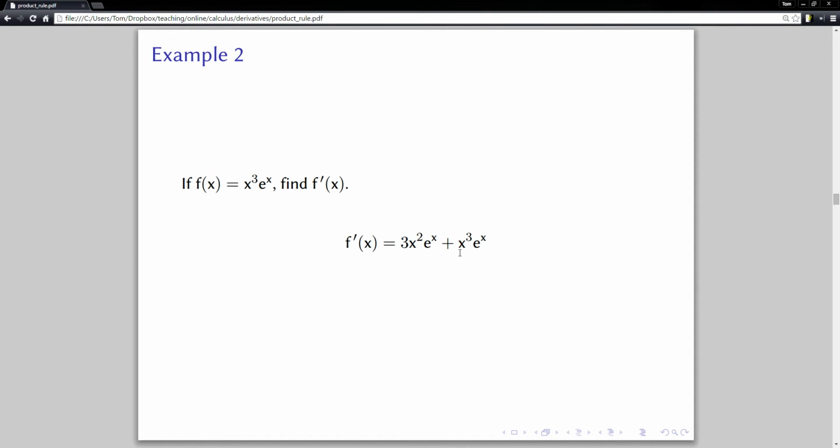Again, here there's a lot of stuff that I could factor out. I could factor out an x squared here and an e to the x. It's not really necessary that you do that. Like I said, just kind of match your answers to the answers on the quizzes or homework problems.